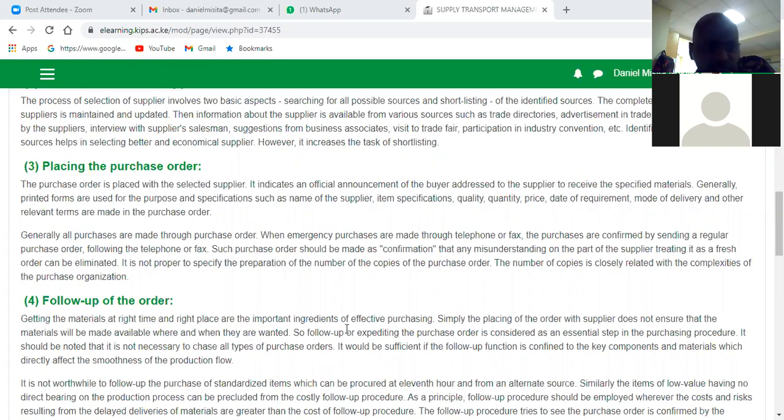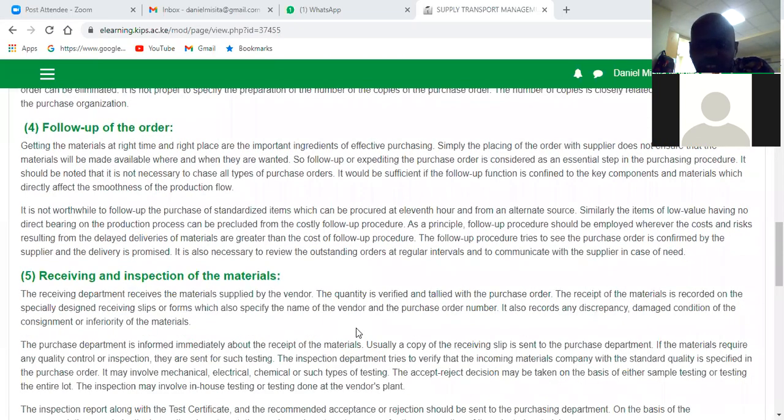The other step is the follow-up. Follow-up is also referred to as expediting. This is the process of tracking your order and ensuring that the supplier is going to deliver the items to you. This is one of the essential steps, and these steps give you the surety that the supplier is going to deliver the goods as you planned in the purchase order.